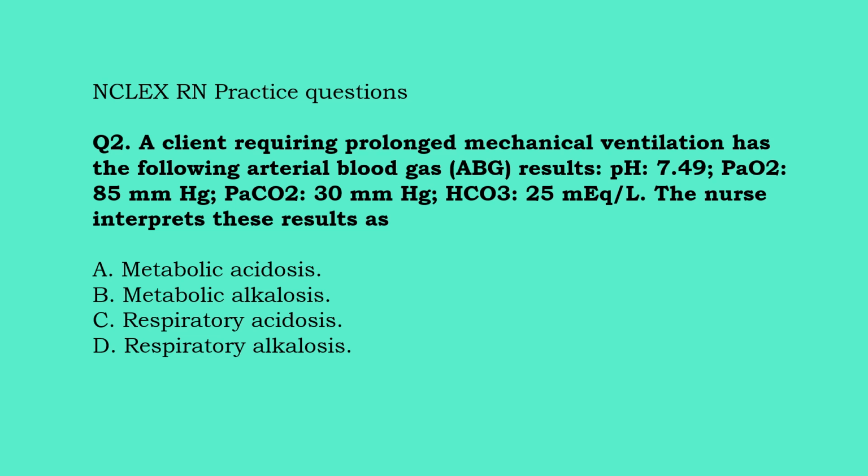NCLEX-RN Practice Questions. Question 2. A client requiring prolonged mechanical ventilation has the following arterial blood gas, ABG, results: pH 7.49, PaO2 85 mm Hg, PaCO2 30 mm Hg, HCO3 25 mEq/L. The nurse interprets these results as A. Metabolic acidosis, B. Metabolic alkalosis, C. Respiratory acidosis, D. Respiratory alkalosis.